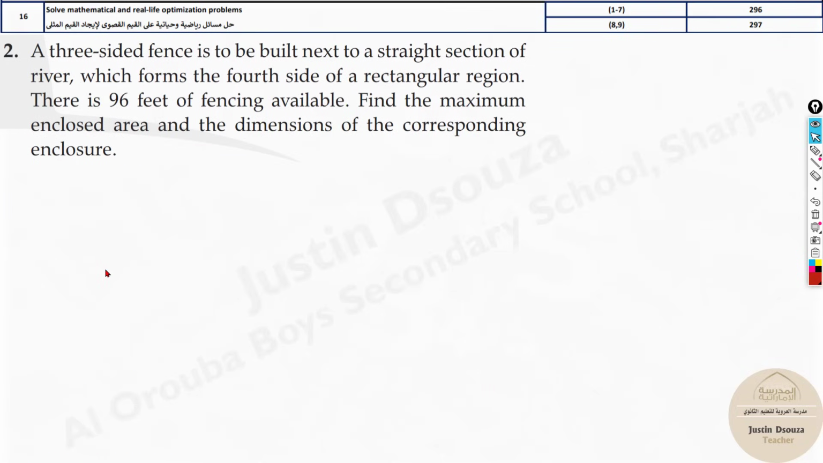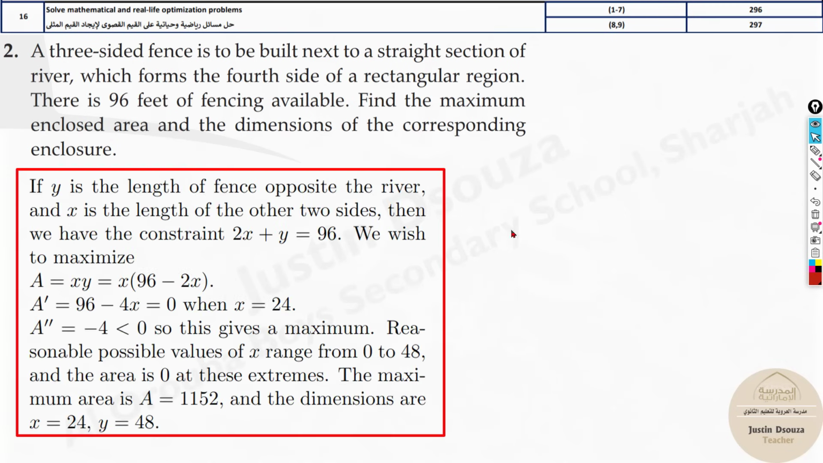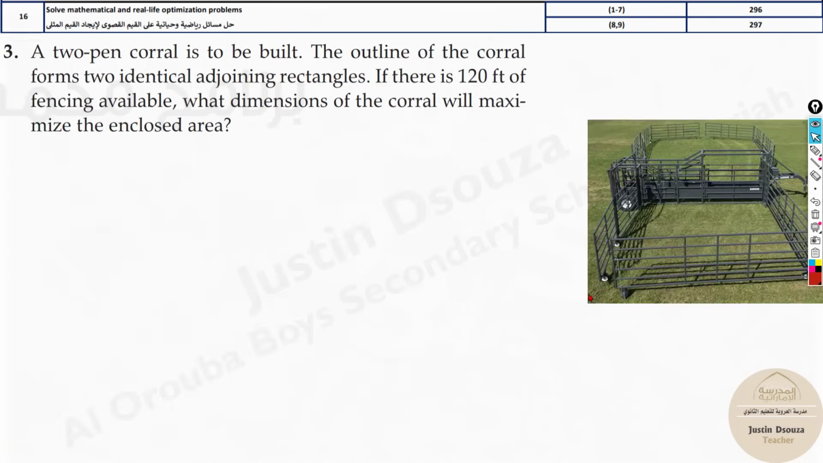And over here we have again the same type of problem. The only difference over here is they have told the perimeter which is available. Now, I have done the entire lesson explanation, and a similar problem is done in that, I believe, where the perimeter is given and you have to maximize area. Try it by yourselves and then refer to the solutions over here.